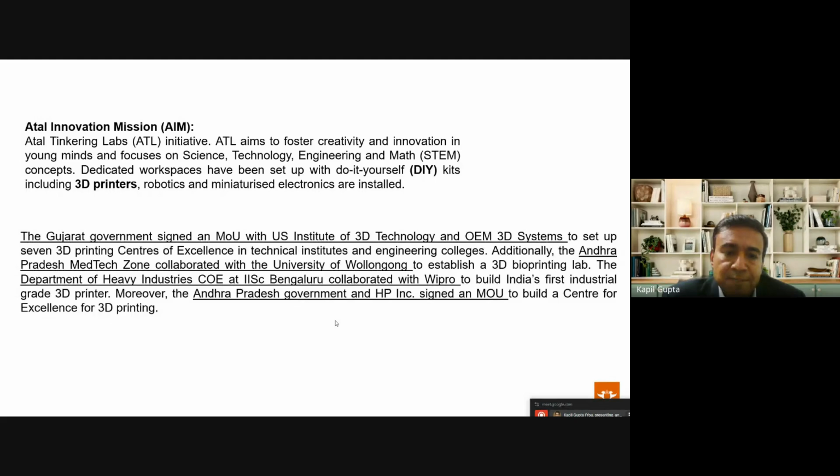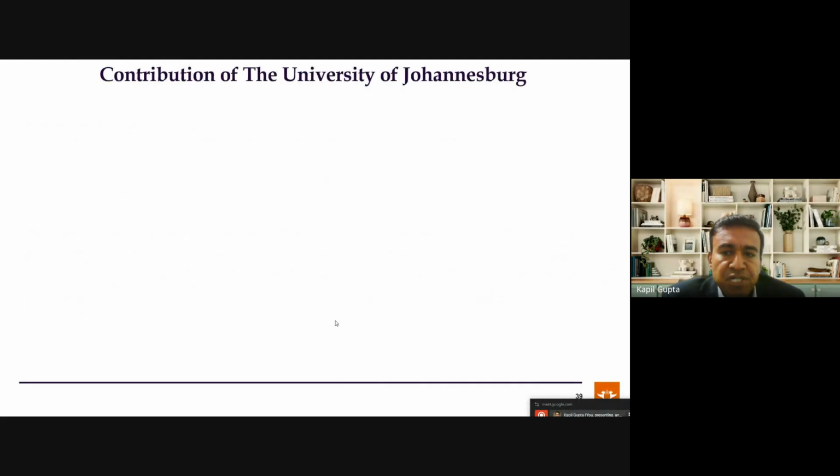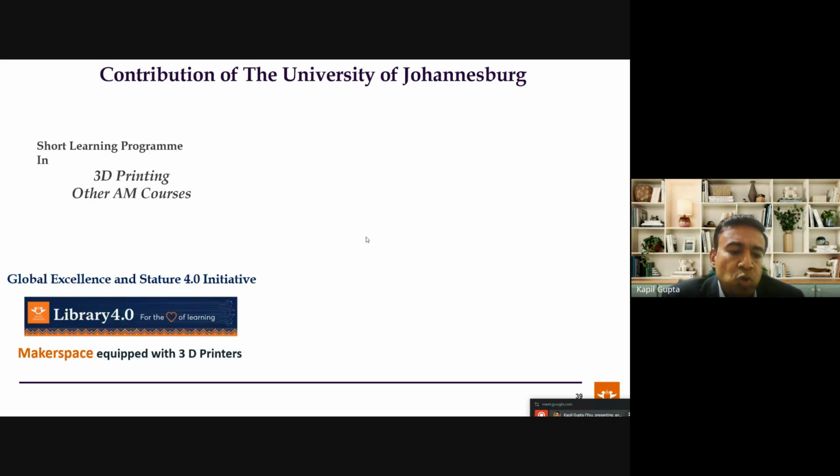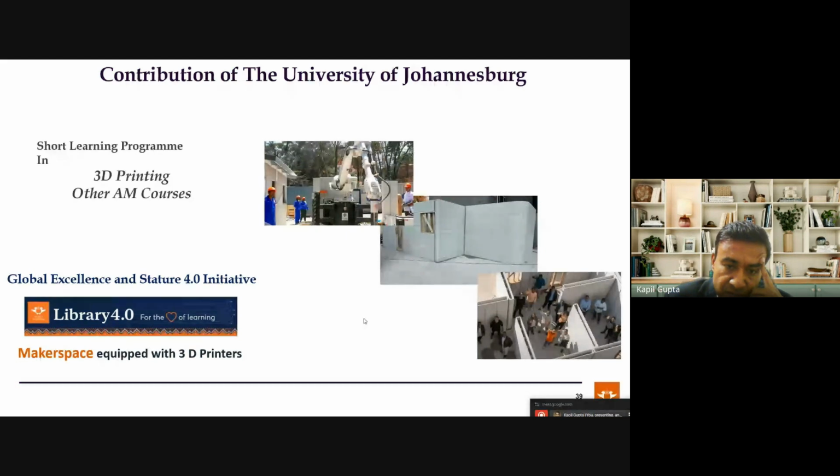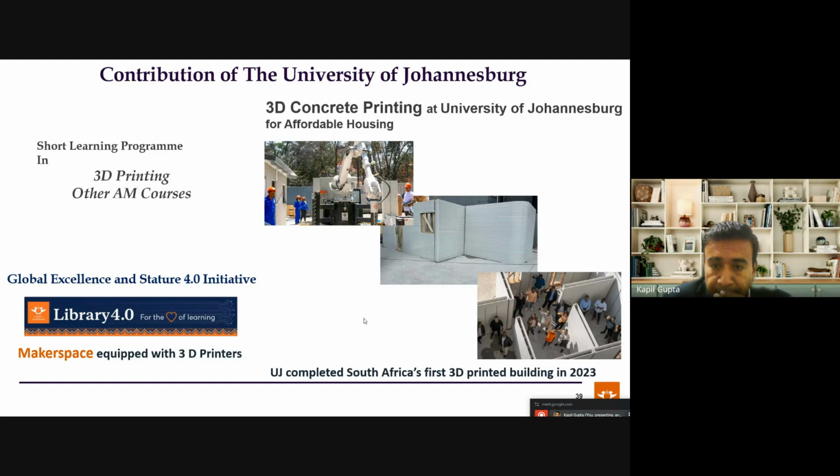Contribution of the University of Johannesburg related to 3D printing and Industry 4.0: we have lots of short learning programs on 3D printing and additive manufacturing related courses. We have the Global Excellence in Structure 4.0 initiative, where our library is Library 4.0. We have a Makerspace, which is equipped with various 3D printers. And this is the picture of South Africa's first 3D printed unit, you can say, which was completed in 2023.